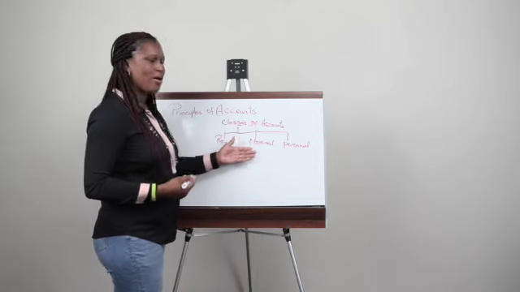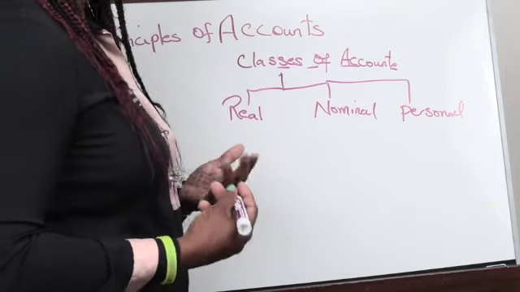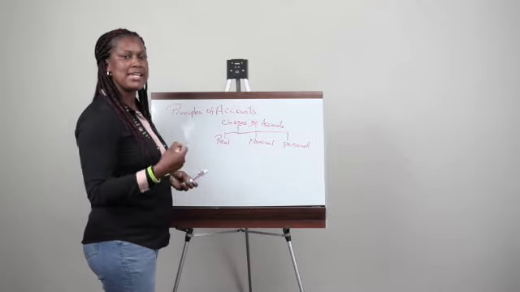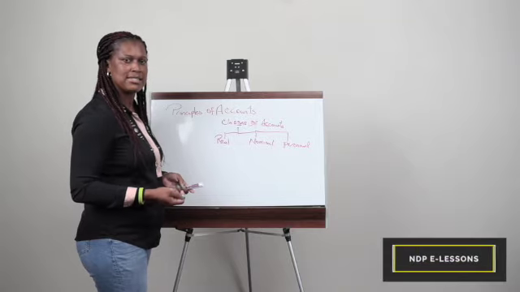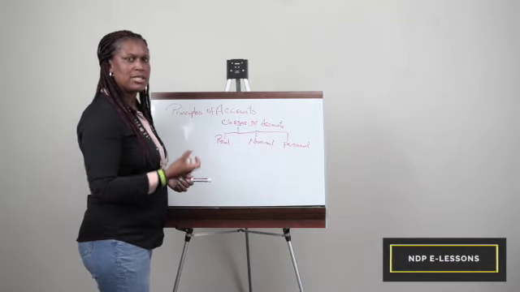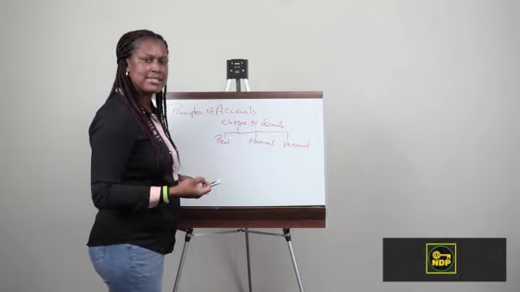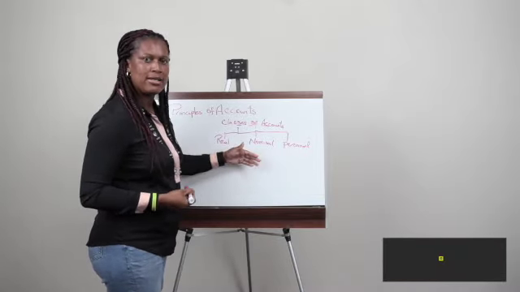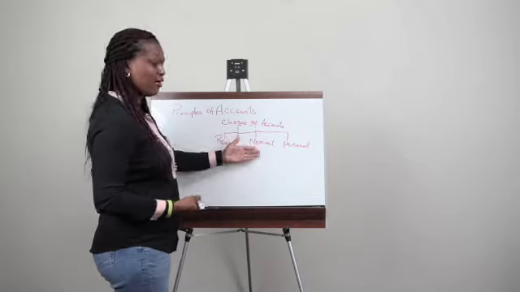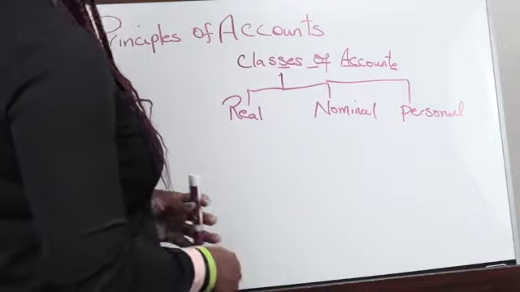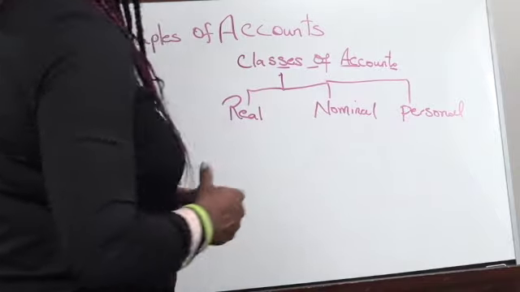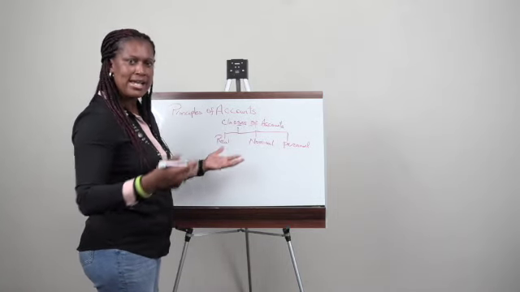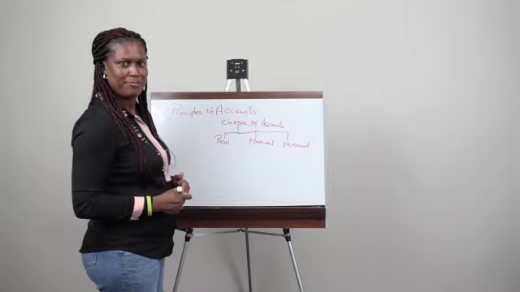Then we have nominal accounts. The nominal accounts of a business are the expenses and the income of the business. That's all the nominal accounts. So purchases and sales and any revenue received are examples of nominal accounts. And the personal accounts are the accounts of persons or businesses that the organization itself deals with.